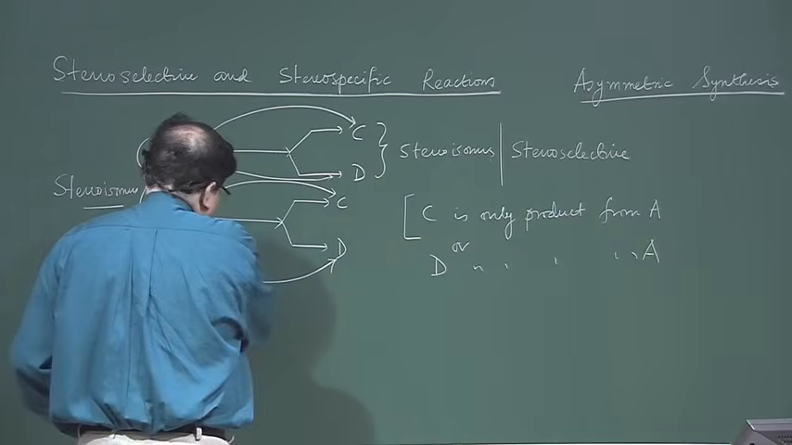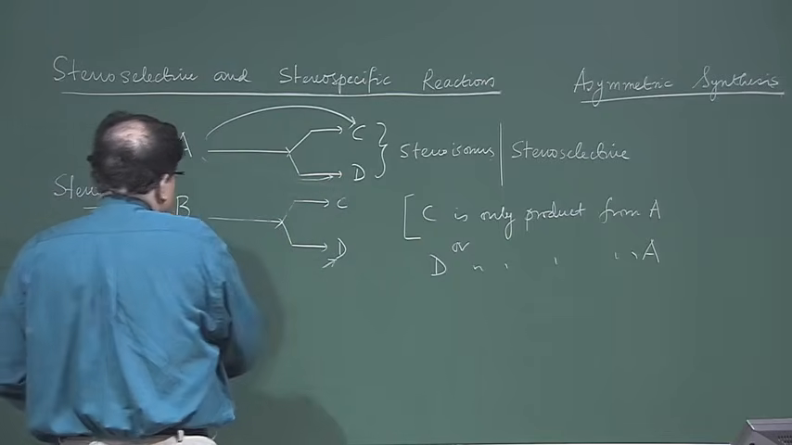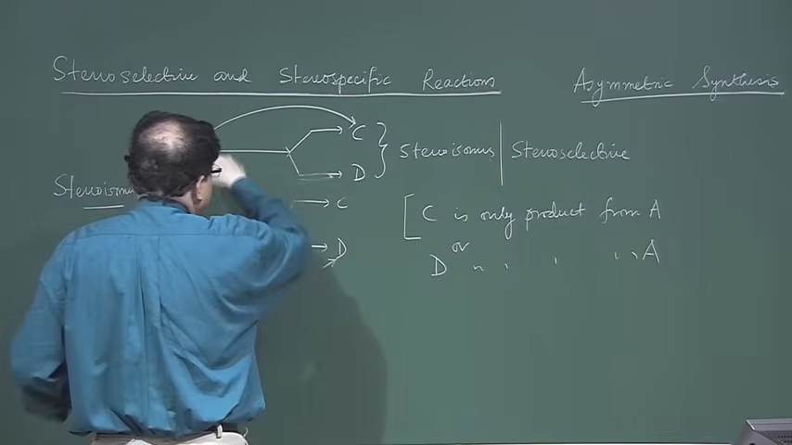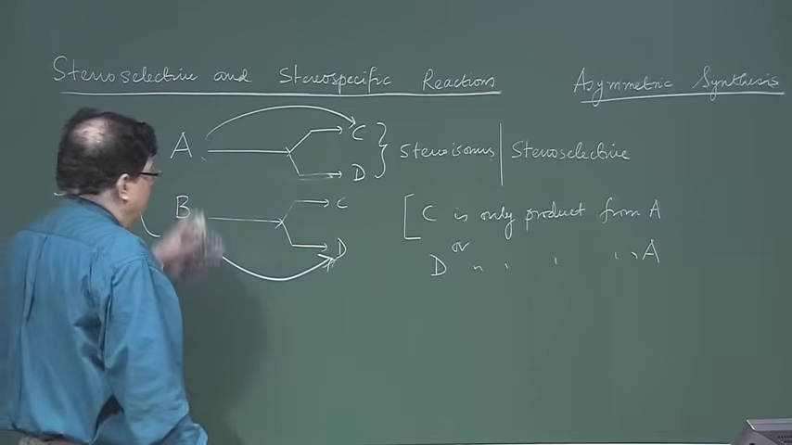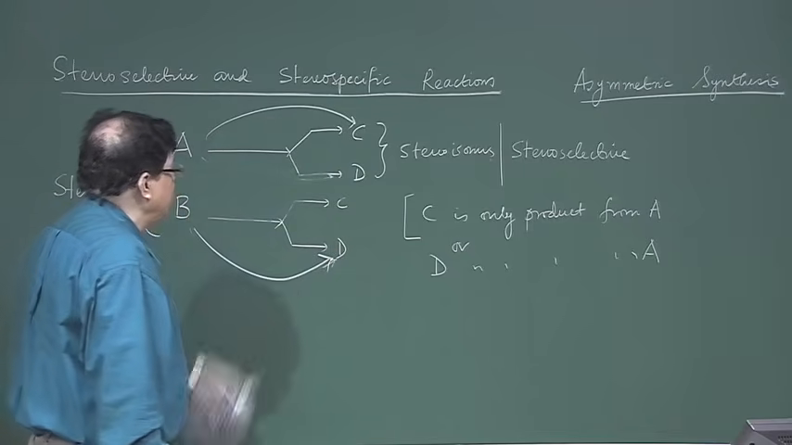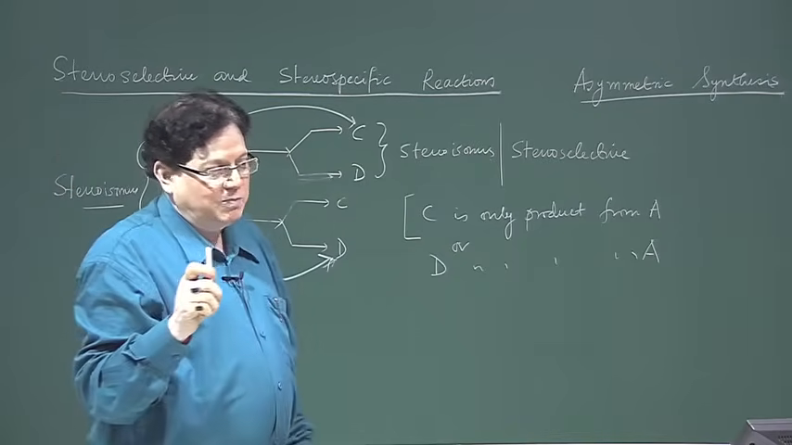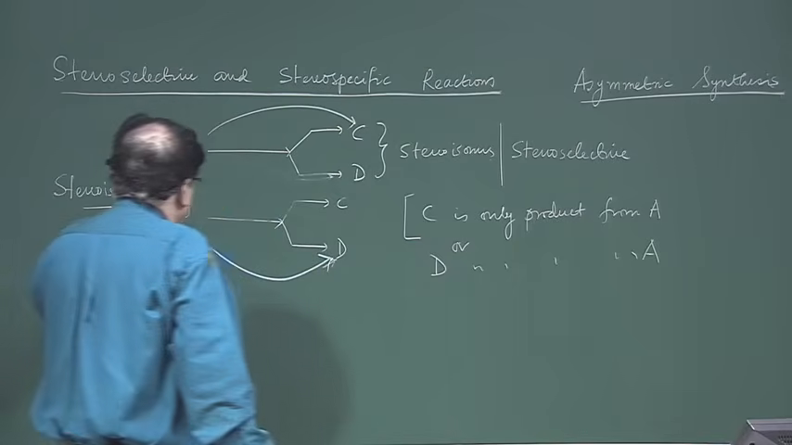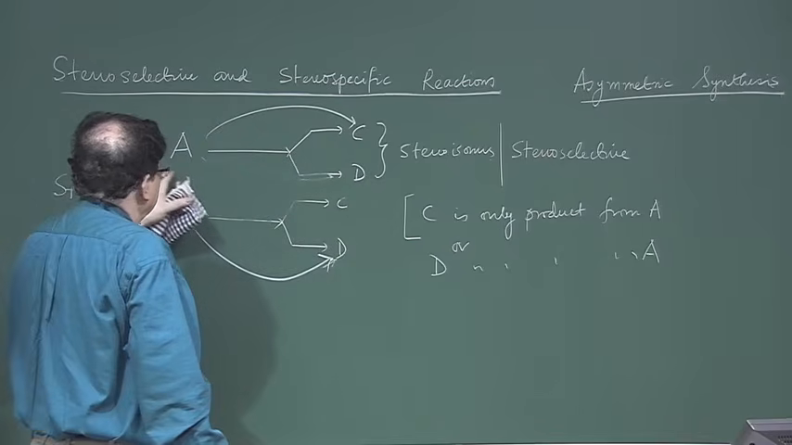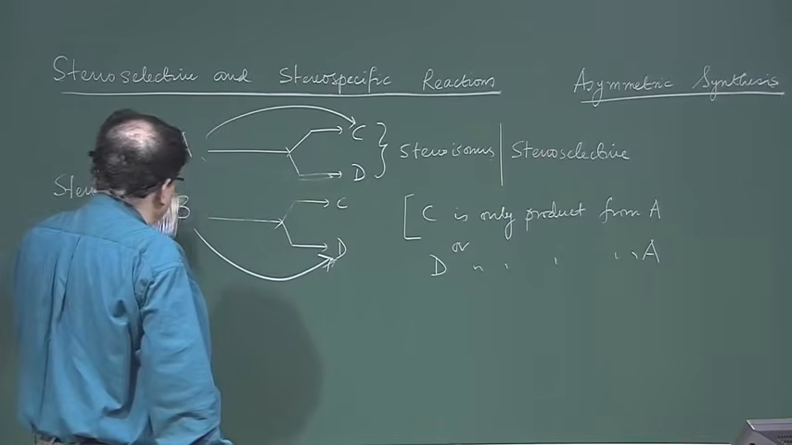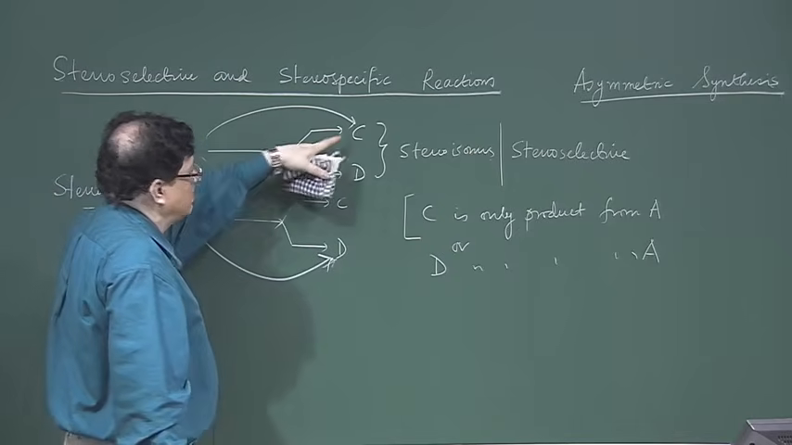Now, suppose what happens. See, A and B are stereoisomers, and suppose A gives C and B gives D. If A gives C and B gives D, that means the reactions are individually stereoselective, because only one product is obtained. The other important thing is that the product formation is dependent on the stereochemistry of the starting material, because now these are two stereoisomers. So, depending on which isomer you are taking, that will decide which product is being formed.